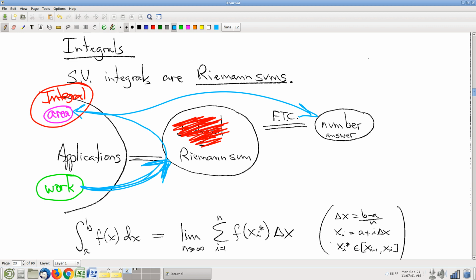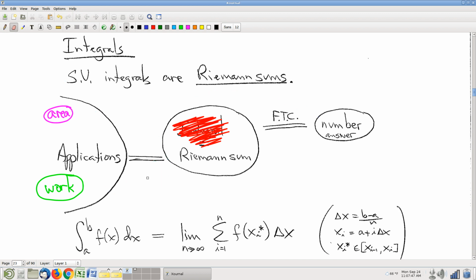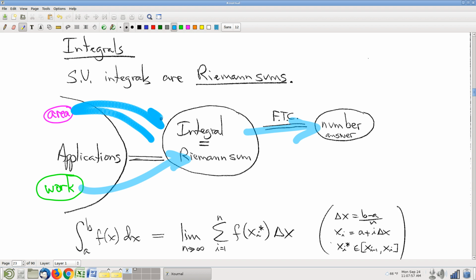All I really need is to connect work to Riemann sums. And this little additional jaunt, oh, and by the way, don't forget, it's area, is completely pointless. Everybody on board? Pointless and suspicious.